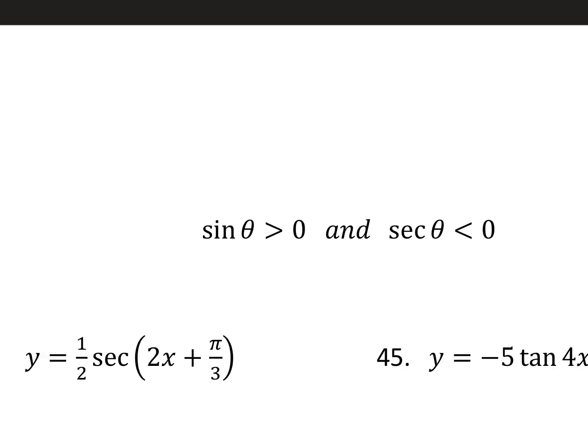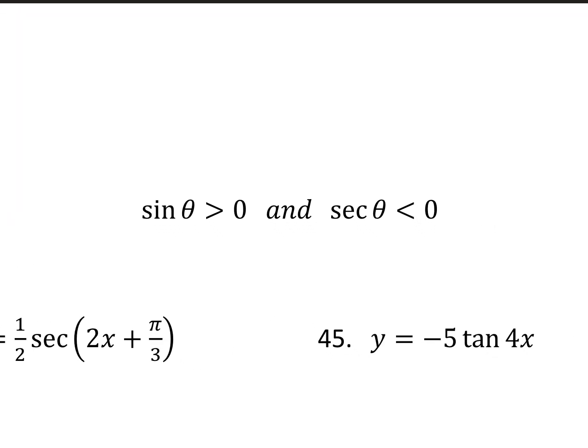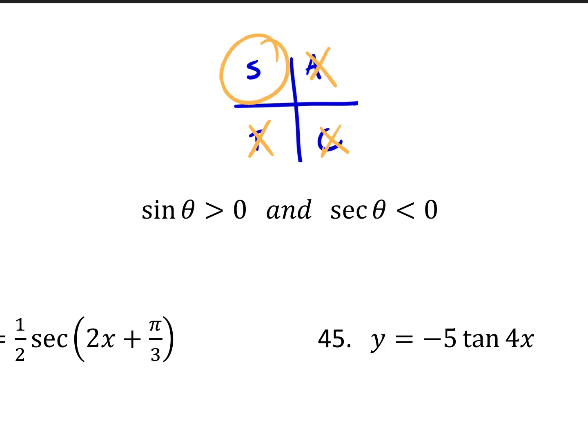All right, the next question said, determine the quadrant. So what's the acronym that I use? All students take calculus. So sine is positive. So which 2 quadrants can I cancel? The T and the C. And then secant is negative. So which one can I cancel? The all. So we're left in the, which quadrant? Second quadrant, quadrant 2.